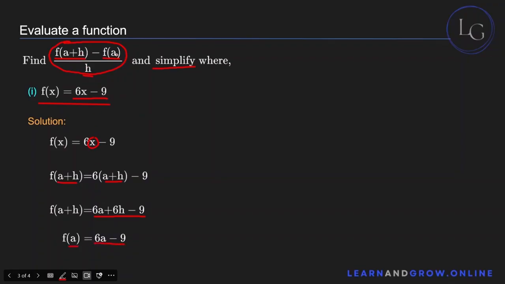Now that you have the two expressions, you can simplify the whole thing that we had to find originally. Since f of a plus h is equal to 6a plus 6h minus 9, this becomes 6a plus 6h minus 9, put in a bracket. This negative sign here, write that down. And then in the bracket, write down f of a, which is 6a minus 9. Do not forget these brackets. And divide that entire thing by h.